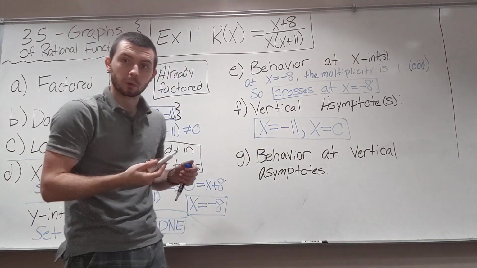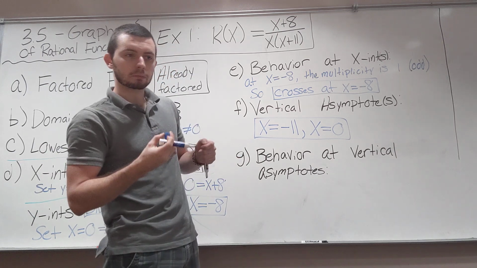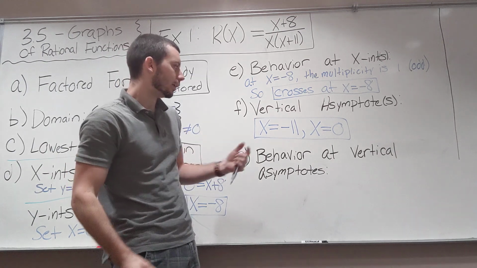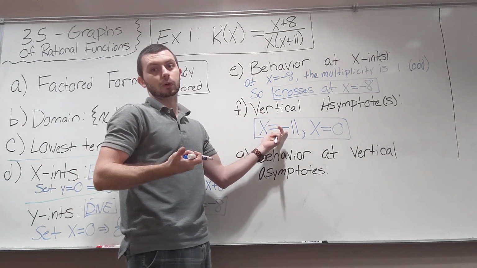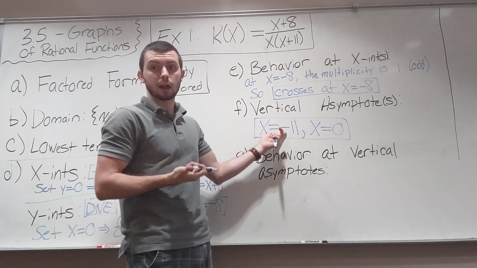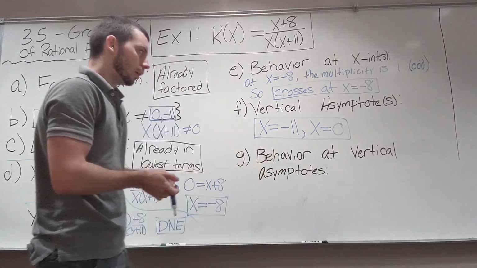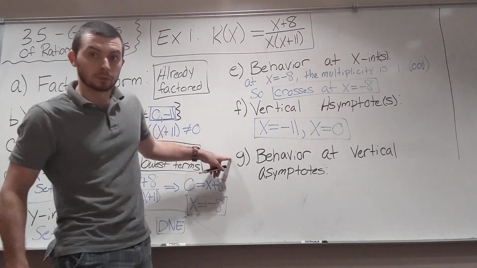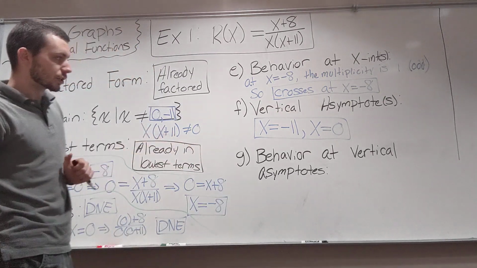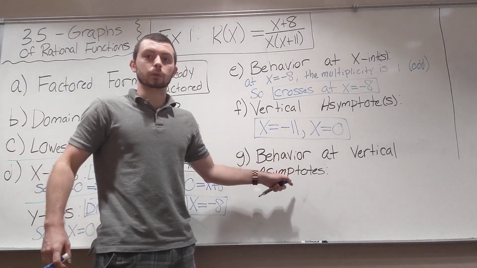And in your homework, it will be constructed as: the leftmost asymptote is, and you would put this one, and then it'll have another blank: the rightmost vertical asymptote is, then you put this one. So just to give you an idea. And so we move on to part G, which wants to know the behavior at the vertical asymptotes.